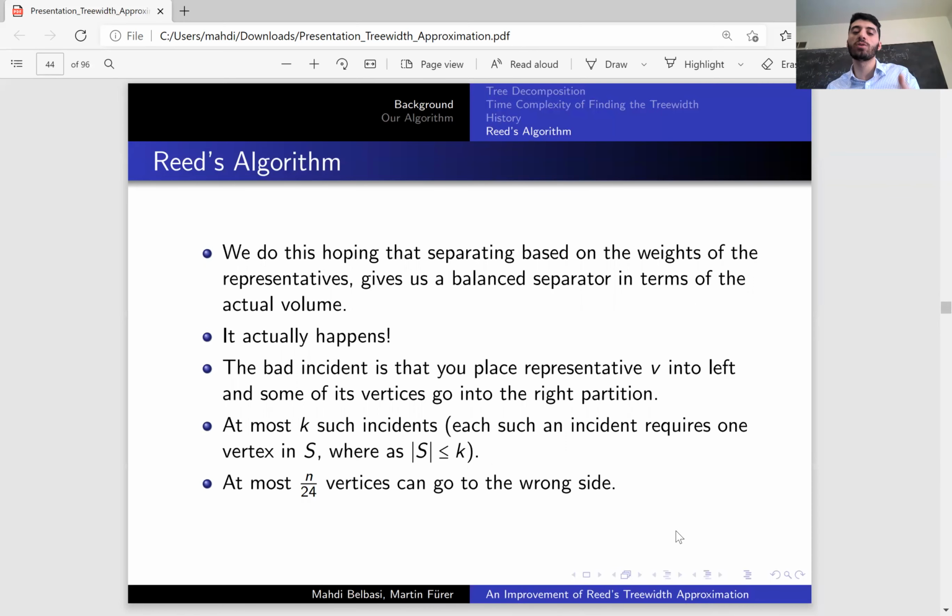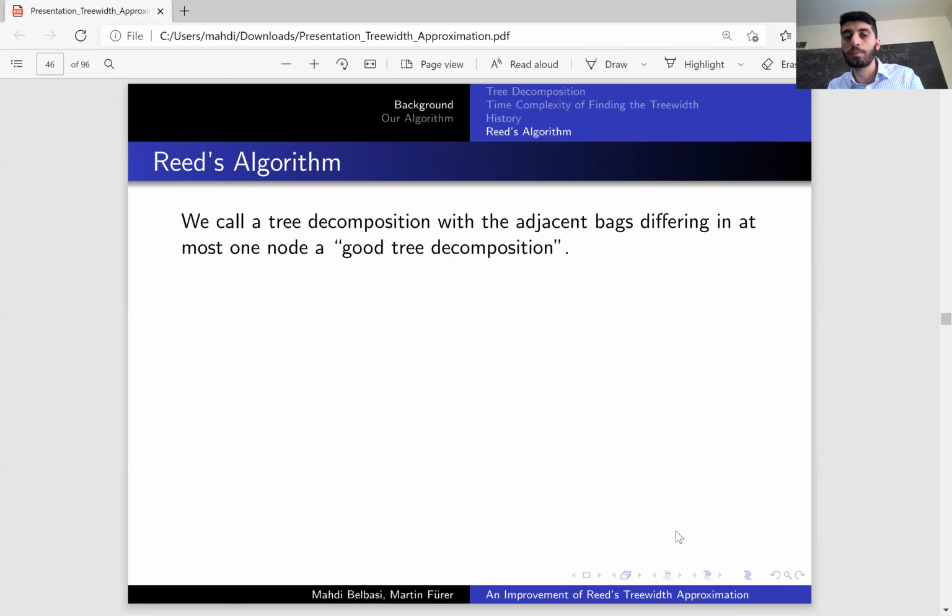And in each of those incidents, we actually have n over 24k vertices. So at most, n over 24 vertices can go to the wrong side, the side that the representative is not sent to. So the error rate is actually 1 over 24.